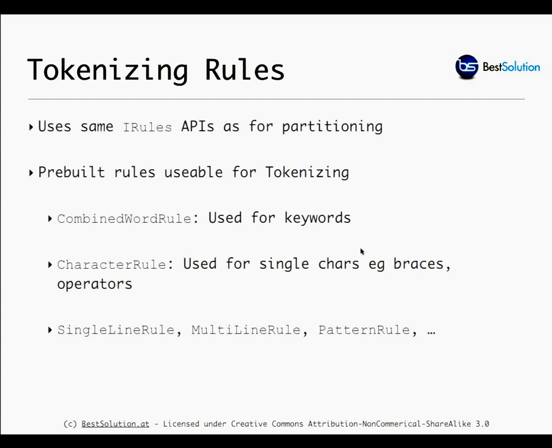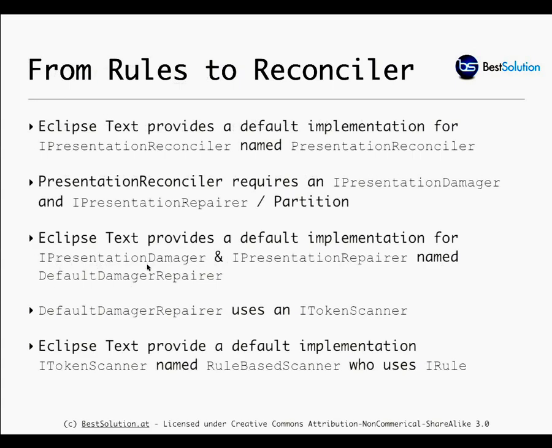So for tokenizing, we have the same set of rules that we used already for partitioning, plus some extra rules, for example, a rule for words, for keywords, that allows us to identify keywords very efficiently. There's a rule that identifies characters. For example, if you want to identify all the operational characters like plus, minus, there is a special rule for that. There's the single line rule and the multi-line rule that we already know about. Once more, same story. A lot of things that you have to remember to get the system in a state that it can do all this highlighting and reconciling when you start editing.